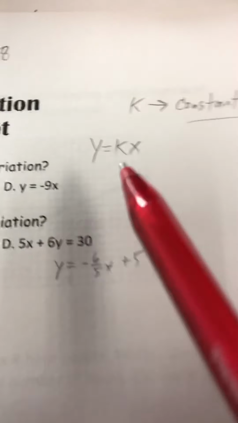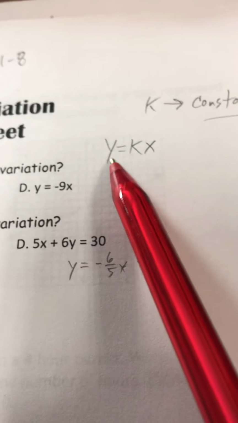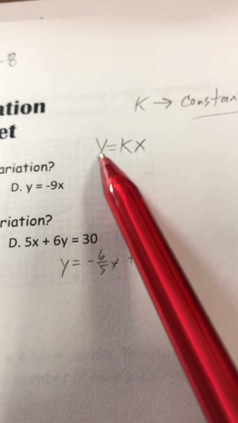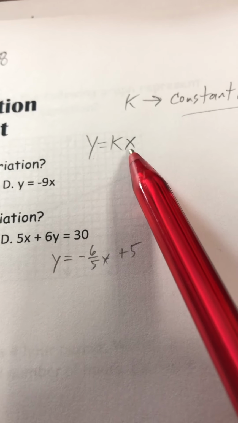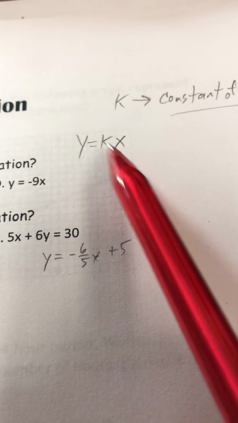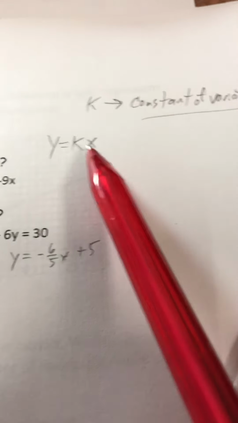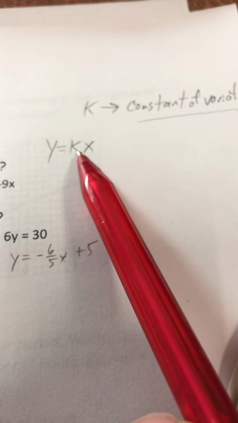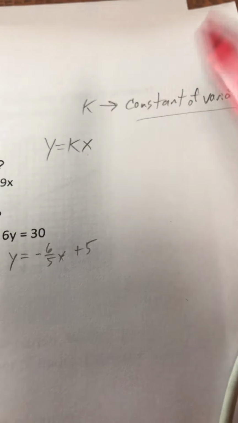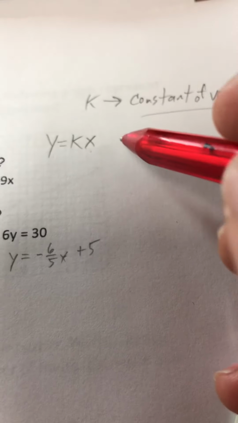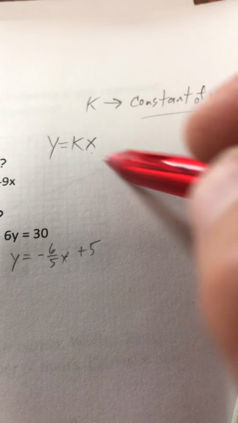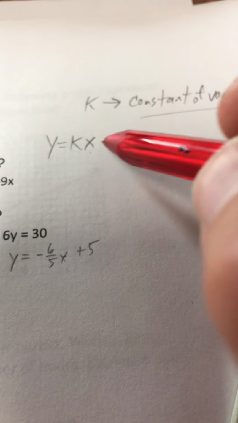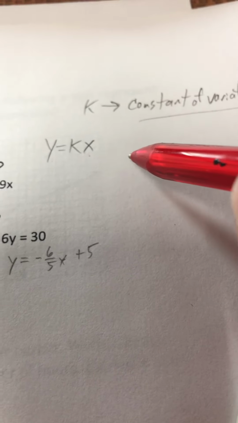Let's get started. Direct variation looks like this formula here, y equals kx. K times x, so k is the constant of variation. Whatever you're doing to that x to get y, it's multiplied by something. There cannot be anything else behind that, like a plus anything or minus anything. Then it's not a direct variation.